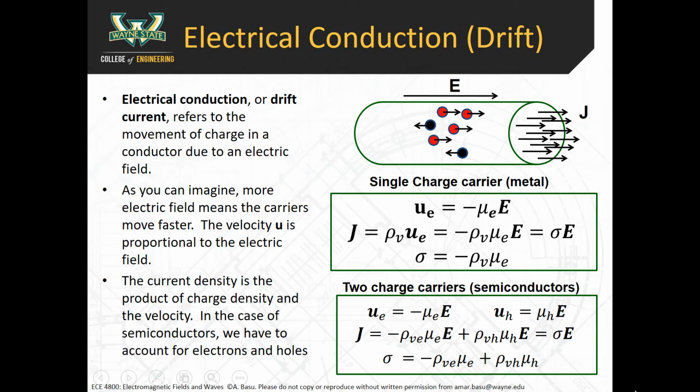We call that sigma times E. In this case, sigma has two parts to it: the conductivity due to electrons and the conductivity due to holes. But you notice in both of these cases, J is equal to sigma times E. So remember that. That's a very important relation. J is equal to sigma times E. The sigma will depend on what material you're talking about.